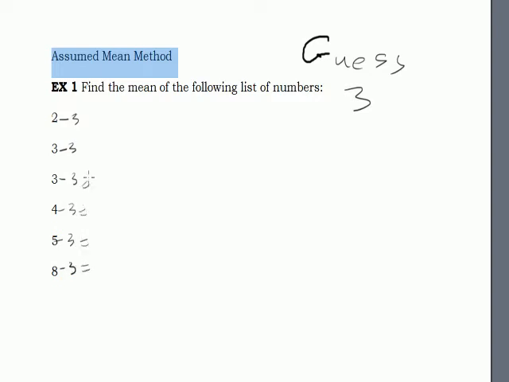Alright, just doing that work out. 2 minus 3 is -1. 3 minus 3 is 0, 0, 1, 2, 5. And then I want to add up those results. Taking the -1 and 1, I notice those cancel each other out. So I'm left with 2 plus 5 is 7.